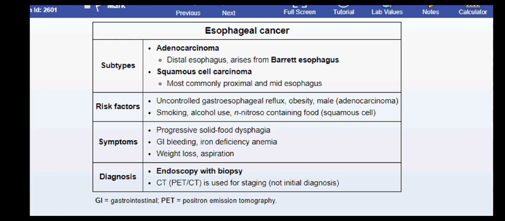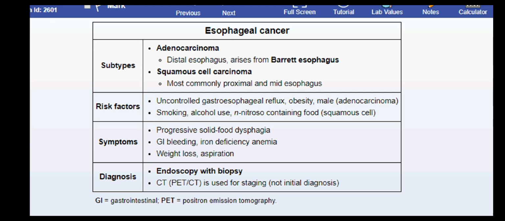Let's revise esophageal cancer. It could be adenocarcinoma or squamous cell carcinoma. The adenocarcinoma happens in the distal esophagus and arises from Barrett's after a long time of GERD. Squamous cell carcinoma happens in the proximal or mid esophagus, and that's related to smoking.